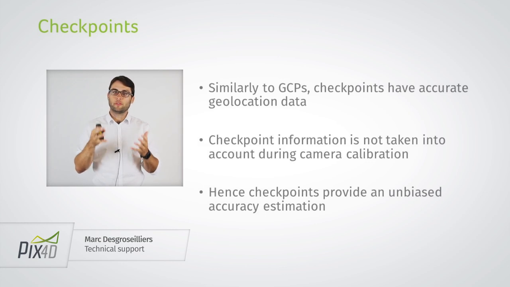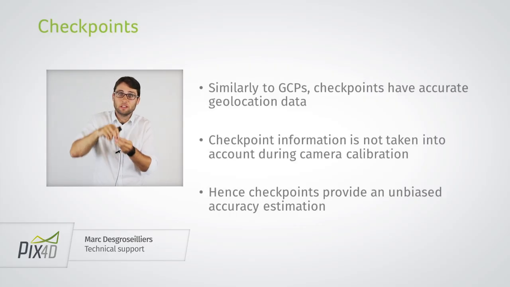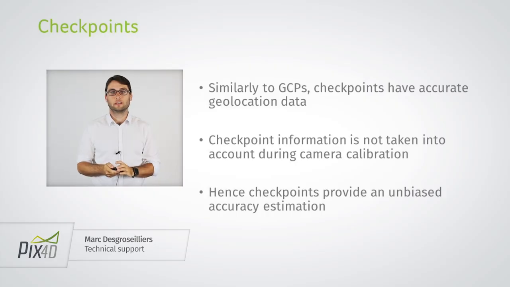What this means is that when you have a GCP, it will help the reconstruction of the model because the software will try to fit the GPS data to the point where the 3D GCP is. So it will help the reconstruction. On the other hand, when you have checkpoints, the mapper will ignore this information and will do the reconstruction as if it didn't have this information. Now, what's the point, you might ask? Well, what it will provide you is an unbiased estimate of the accuracy because the mapper didn't try to fit the point, it just ignored it, and so there's no bias involved.